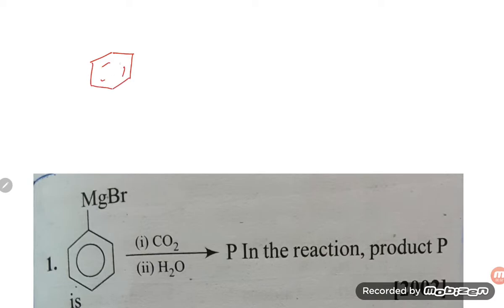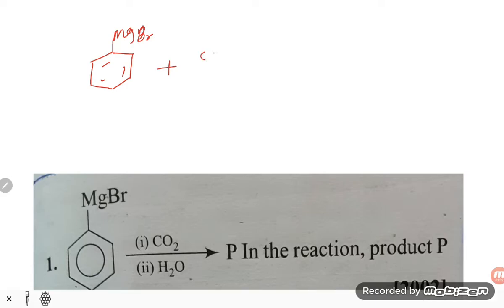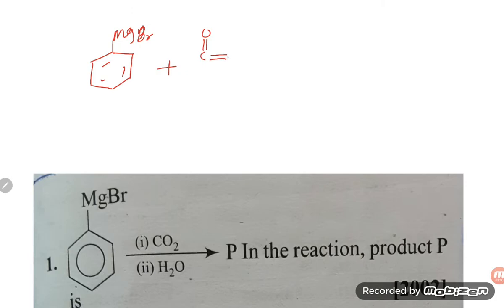Here is the MgBr. This is our given reactant. We are treating it first with CO2, which gives COO. That is the first step. In the second step, we add HOH.